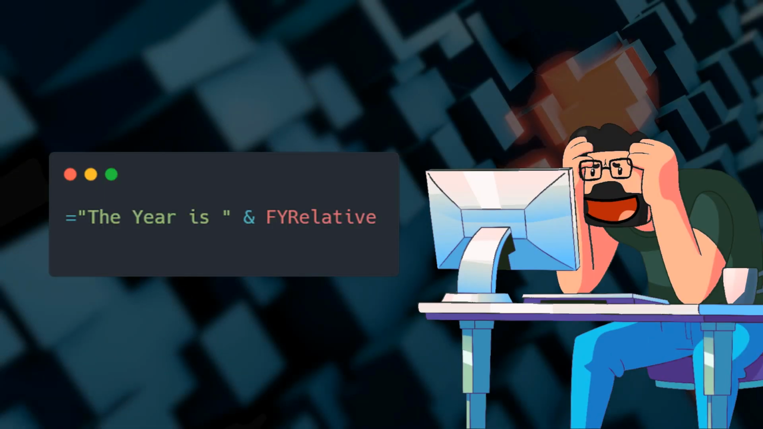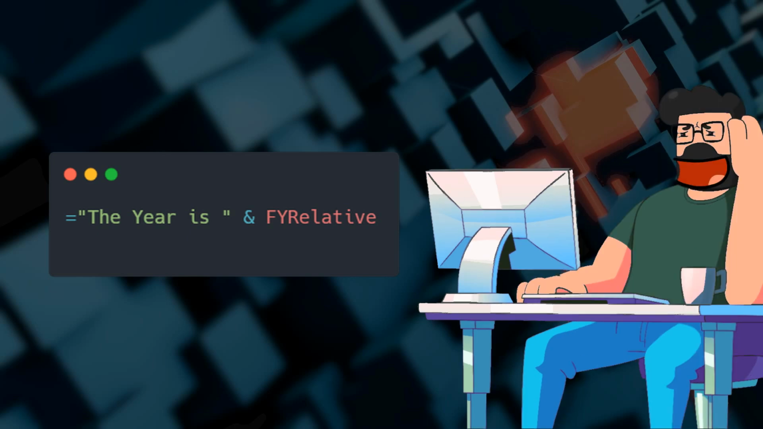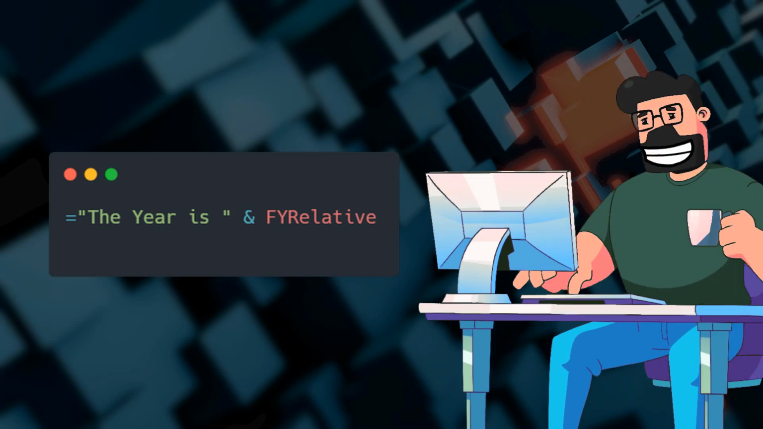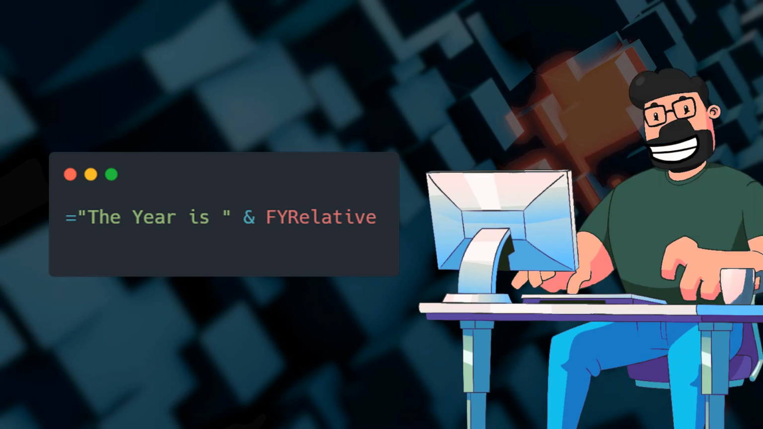Building on that, another method involves using a relative reference in Excel. By creating a defined name called FYRelative and setting the formula to =YEAR(Sheet1!A1) + MONTH(Sheet1!A1) >= 10, you can achieve a similar outcome. This approach allows you to obtain the fiscal year value for the cell immediately to the left, providing a workaround for the restriction on VBA macros.